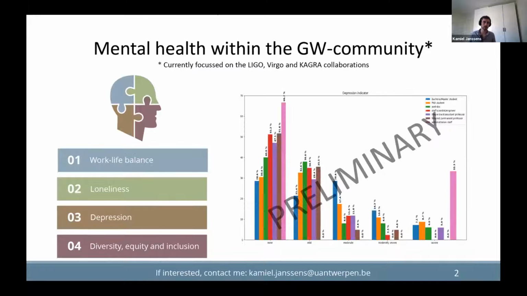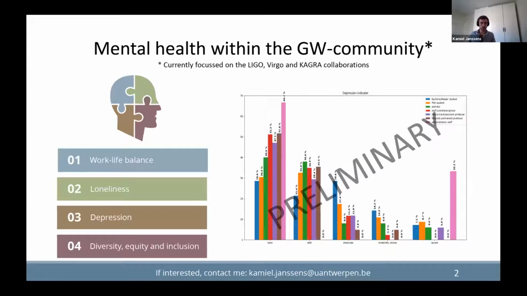So my main involvement in diversity, equity, and inclusion is related to mental health. I think it's very important that everybody has good mental health, both in their private life and in their work life. And I hope that we, as collaborations or as a group of people in the physics community, can make the situation as pleasant as possible for everybody working here. With this focus, we are currently running a mental health survey within the LIGO, Virgo, and KAGRA collaborations, focusing on work-life balance, loneliness, depression, and also some diversity, equity, and inclusion.